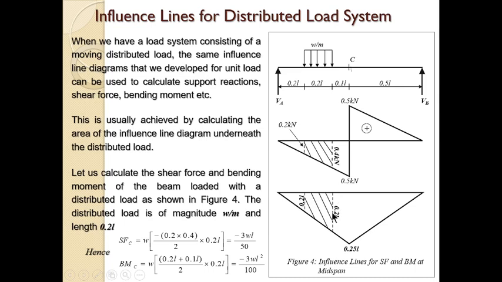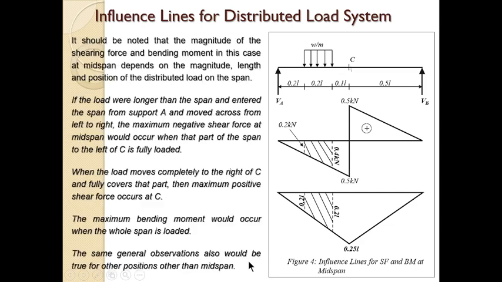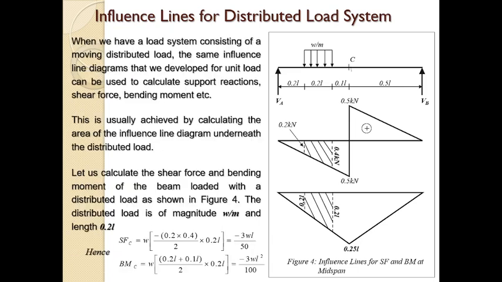For bending moment, we also plot the area. We find this coordinate, we find this coordinate. The area is the two parallel sides, 0.2L and 0.1L. This is 0.1L, not 0.2. This is 0.2L. Remember that. So we have 0.2L plus 0.1L over 2 multiplied by the length, from here to here, which is 0.2L, multiplied by the magnitude of the load, and that gives us minus 0.03 WL squared.